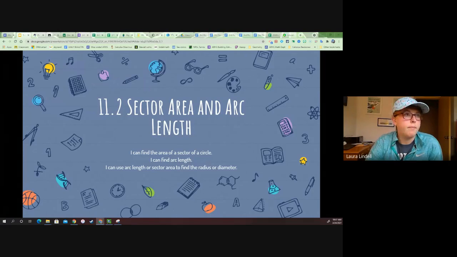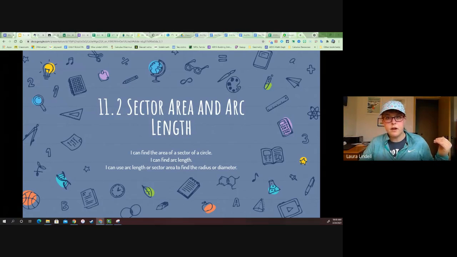Okay. So today we are shifting into 11.2, which is sector area and arc length. If you think back to our vocab that we talked about on Monday, we talked about sector, which is just like a slice of a circle. If you think about a circle as being a pie or a pizza, it would be like a slice of pie or a slice of pizza. That's considered a sector. And then arc length is just a portion of the circumference.